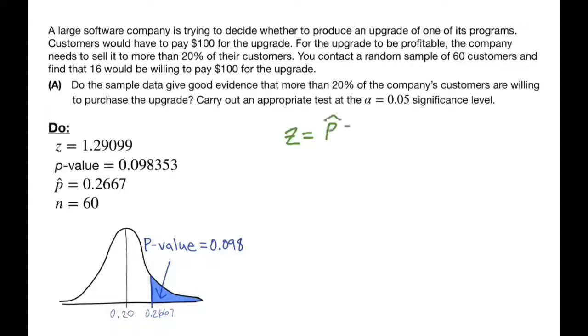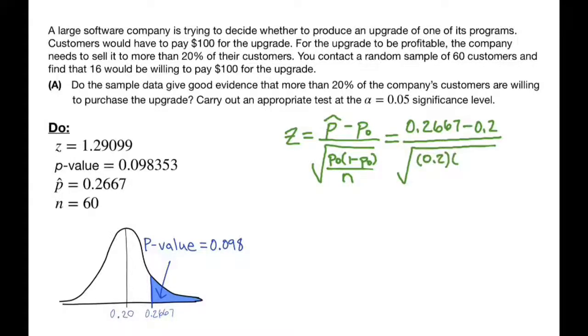So it's a good idea to make sure we know where the z and the p-value came from. So our z came from this formula, p hat minus p null over the square root of p times 1 minus p over n. And so if we substitute all those values in, we get 1.29.